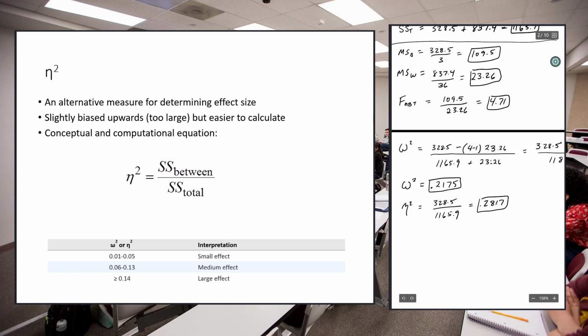And here you can see both of these effect sizes mean the same thing. However, eta squared is often biased upwards. It's too large. It's an inflated measure of effect size. So omega squared kind of controls for that inflation by taking into account degrees of freedom. Okay, so which one's right? Well, you could use either one. You're going to interpret them the same way. So here at the bottom, you can see the cutoffs to interpret it. And in both cases, this would be considered a large effect size.